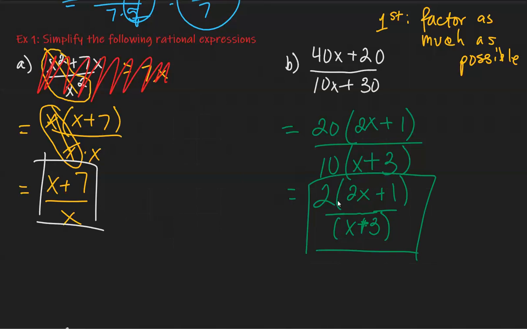Okay, and now notice that this 2 is factored out. We want to leave it like that. When we think about simplified form, simplified means everything is as factored out as possible. Don't multiply it back in. All right, let's do one more of these simplifications.